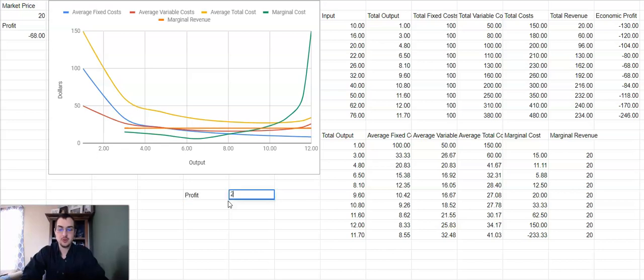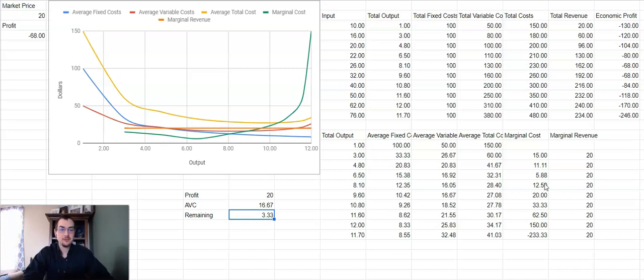So our profit is $20. Our average variable cost in this particular instance is at 16.67. So we're able to cover all of our variable cost. And what's remaining? The amount that's remaining is going to be roughly $3.33. So we have $30.33 left over.